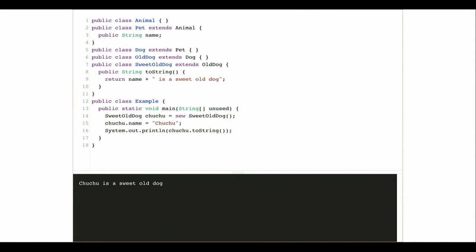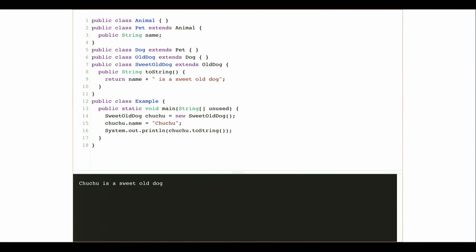I created a sweet old dog, I set the name. Why can I set the name here? Sweet old dog doesn't define a name instance variable. Why am I allowed to do that? It inherits the name from pet, right? So again, in my world, every pet has a name. I feel like that's, to be honest, one of the defining qualities of a pet. Not every animal has a name. Some mammals have names. But if you have a pet, it has a name. I just think that's probably reasonable.